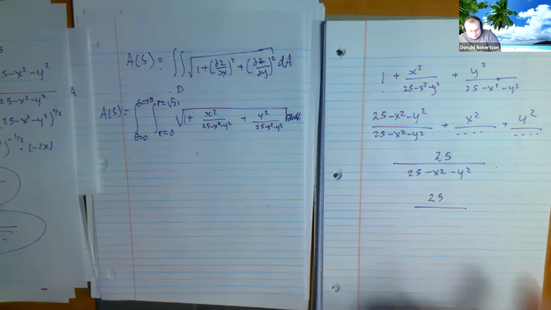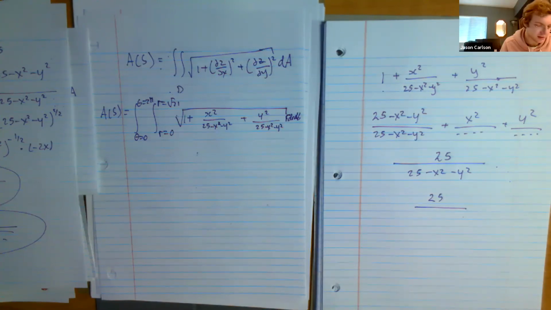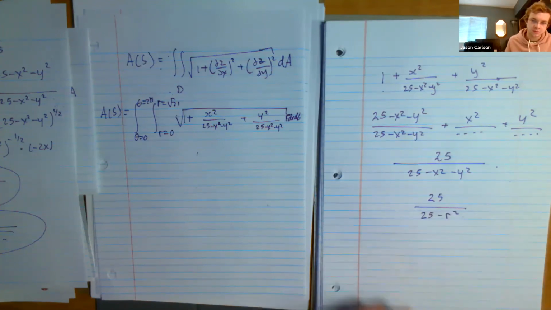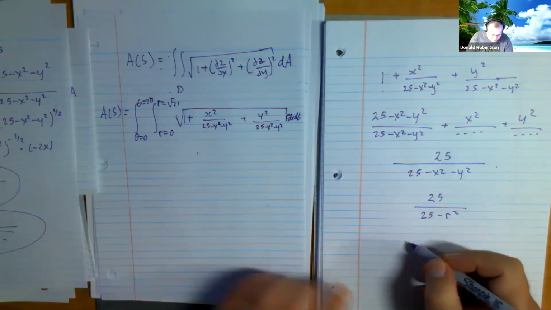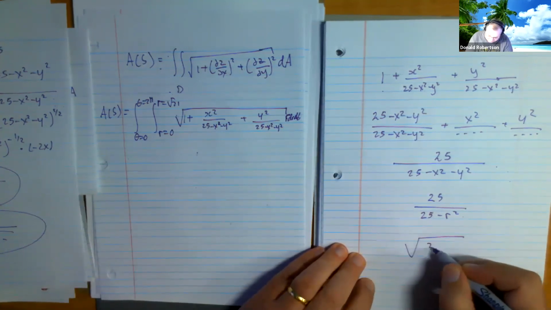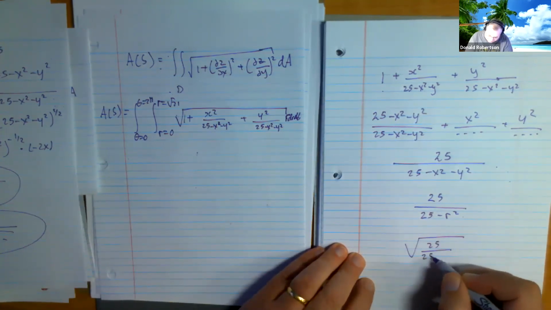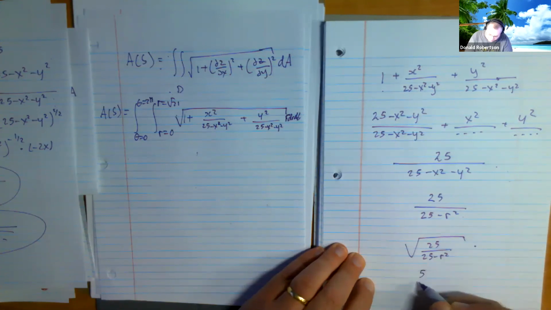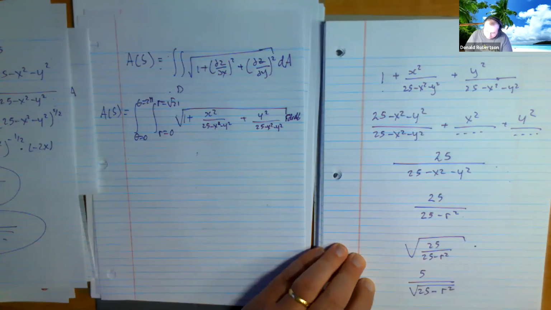How do you write the bottom in polar form? 25 minus r squared. Great. Let's put it inside a big square root. Five on the top. No, you cannot call the bottom 5 minus r. If you're hoping to do that, don't.